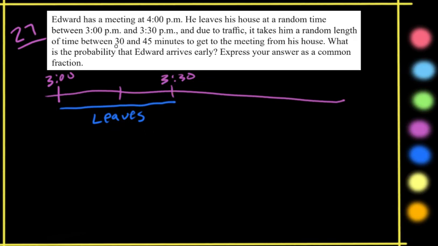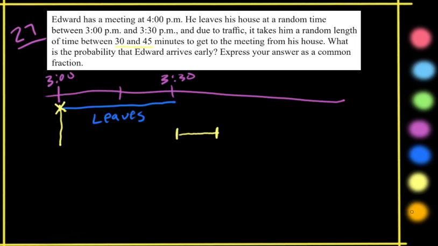It's going to take him a random time between 30 and 45 minutes to get to the meeting from his house. Now, let's say he starts at 3 o'clock. When are all the possible times that he could arrive? That's the earliest. In that case, between 30 and 45 minutes, he's going to arrive. So if we start here, and you add on another 30 minutes, you're going to get to here. And if you add on 45 minutes, you're going to get to here. So these are all the possible times he can arrive if he actually leaves right at the very beginning of that time. Okay, let's consider the other case.